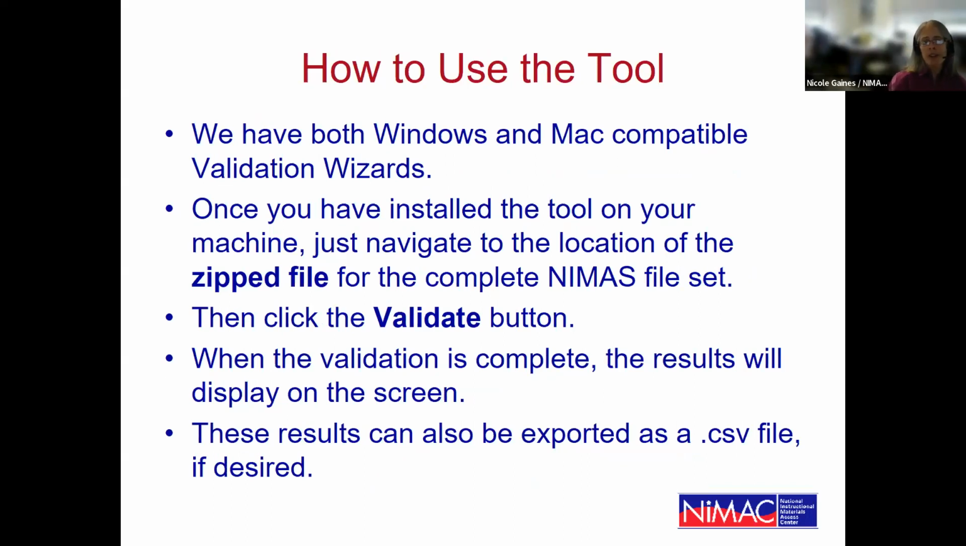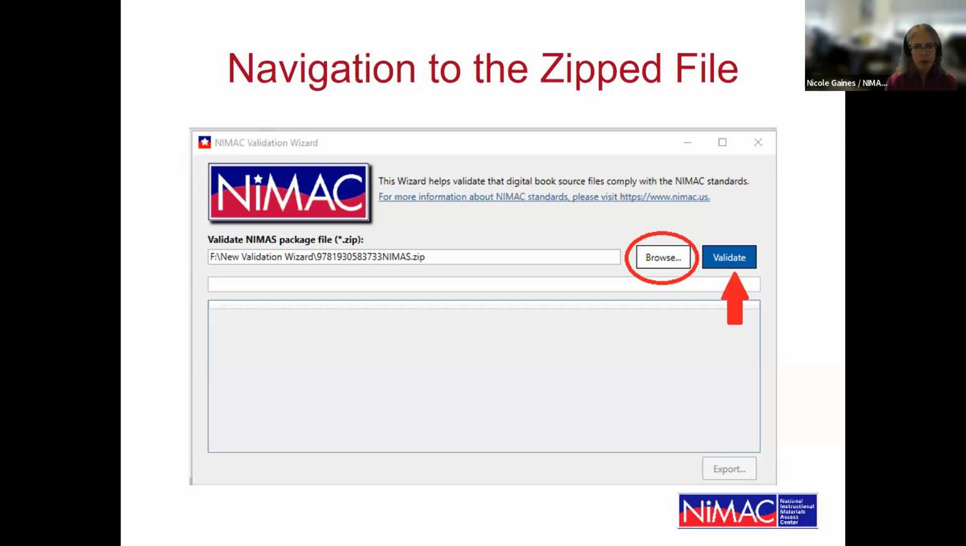We're also really excited to note that we now have both Windows and Mac compatible versions of the Validation Wizard. Both are downloadable from your account. It's a very simple and intuitive user interface to run a file through the Validation Wizard. You navigate to wherever that zip file is on your machine, click Validate, and then the results will display on the screen. You can also export the output as a CSV file if you'd like to open it up in spreadsheet software or manipulate it in some other way.